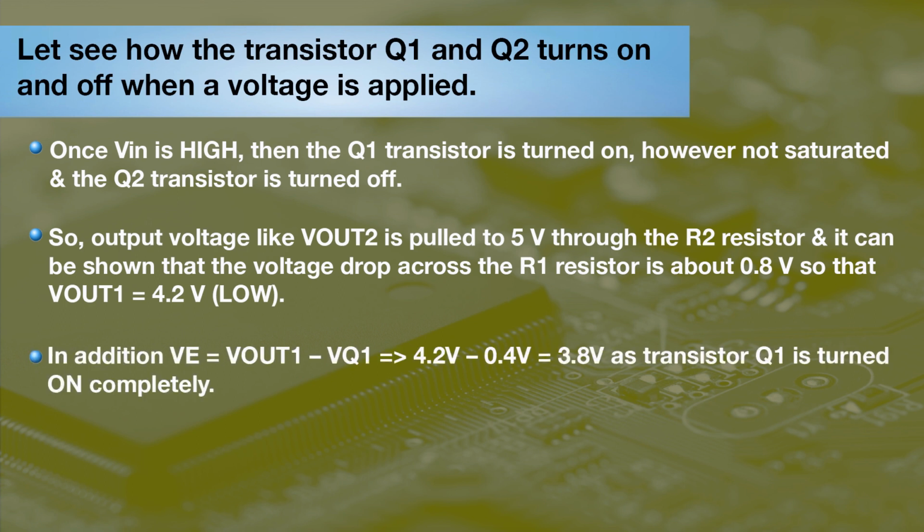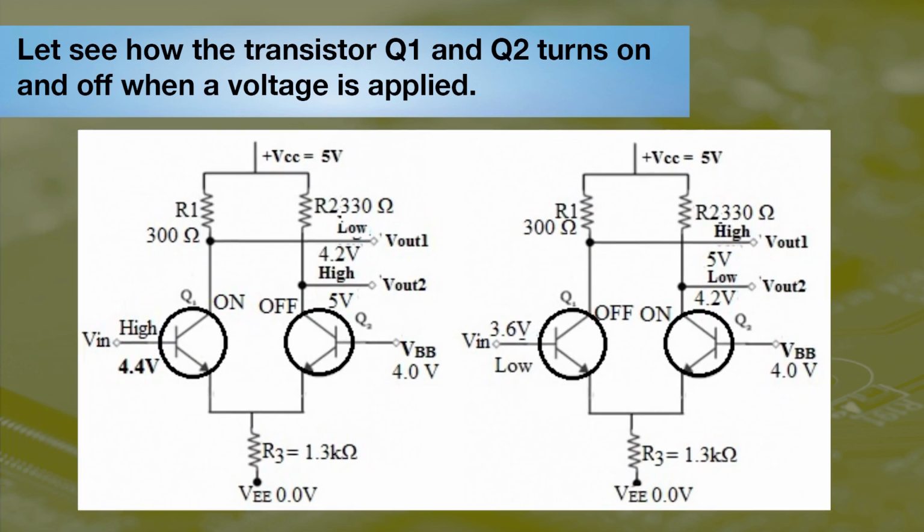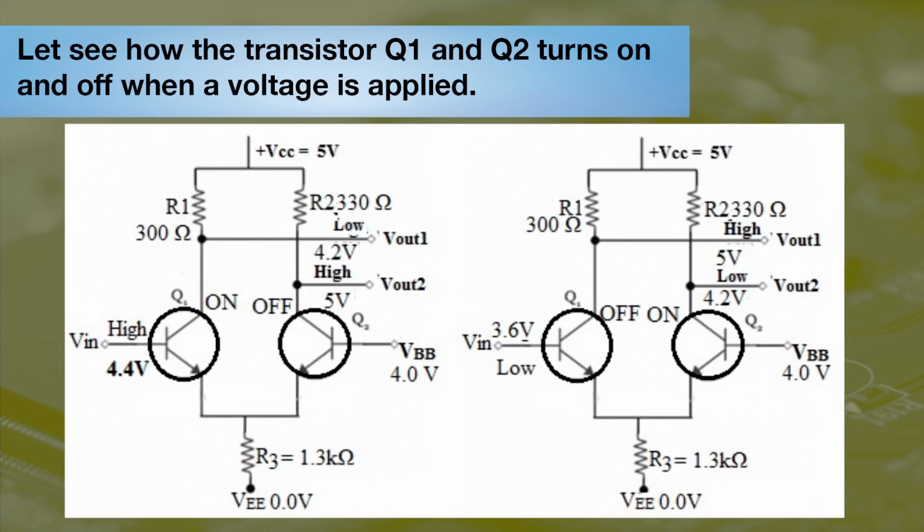In addition, VE is equal to Vout1 minus VQ1, which is greater than or equal to 4.2 volt minus 0.4 volt. Now, the result is 3.8 volt as transistor Q1 is turned on completely. This figure shows the on-off condition of ECL.